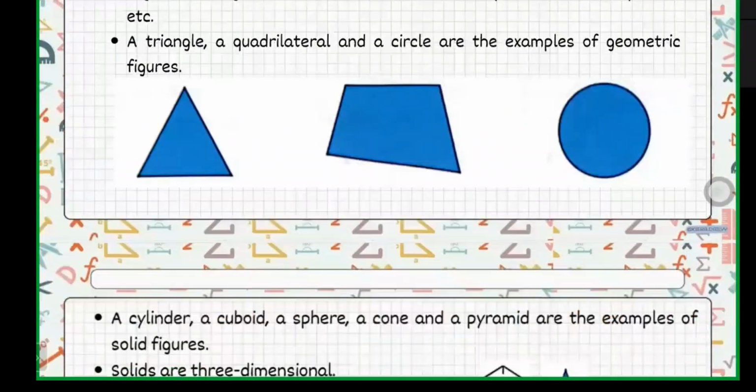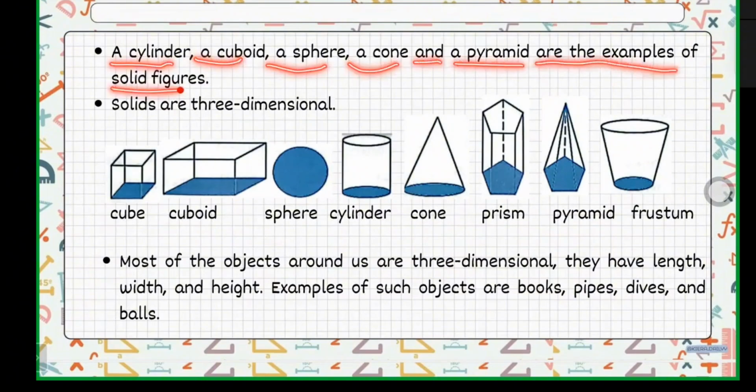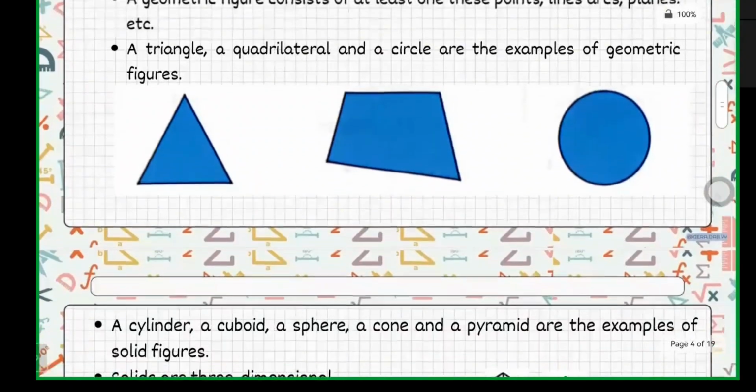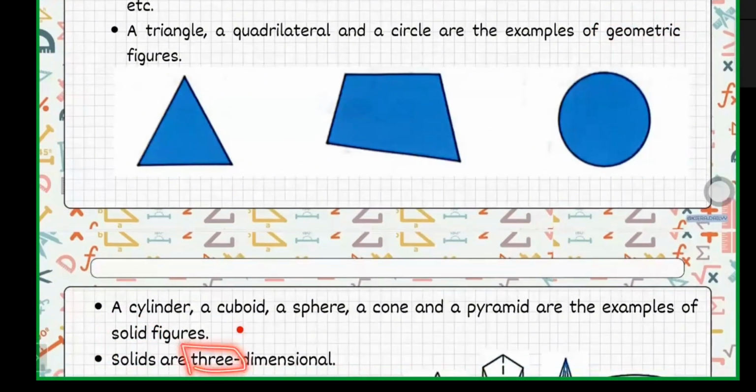Next, we also have the following examples: a cylinder, a cuboid, a sphere, a cone, and a pyramid are examples of solid figures. So solid figure and geometric figure are not the same. Solids are three-dimensional, or what we call 3D. And we call geometric figures two-dimensional, or 2D.